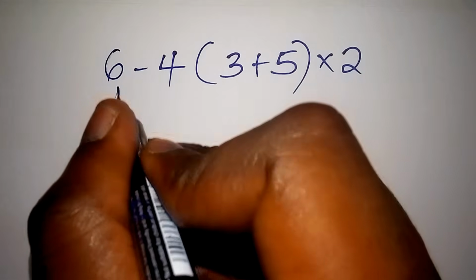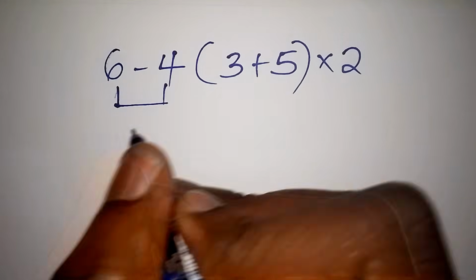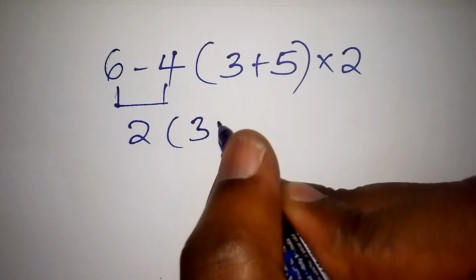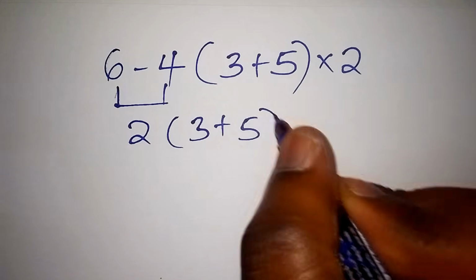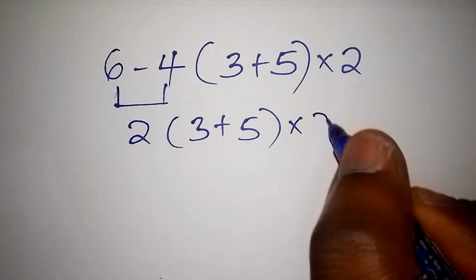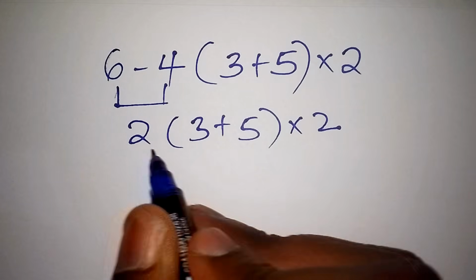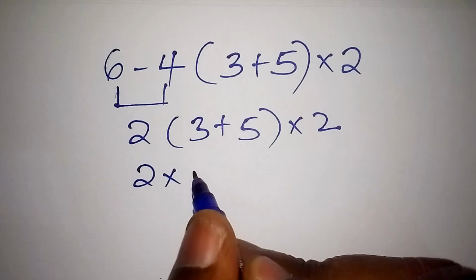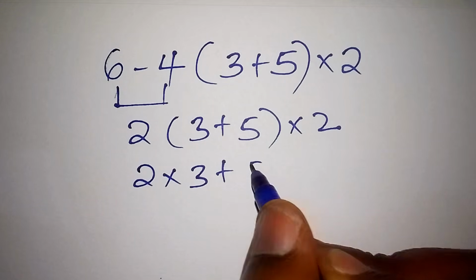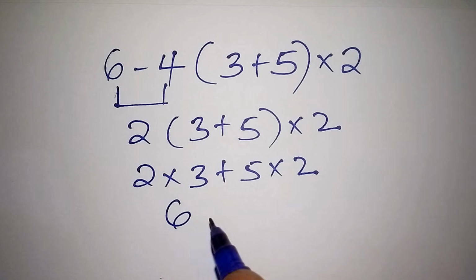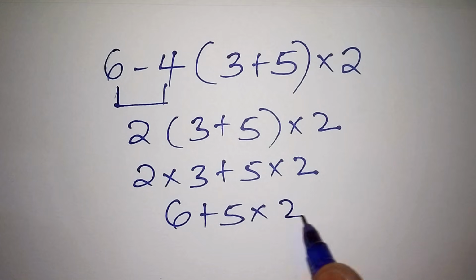So here, we shall start with 6 minus 4, that is 2, then 2 times the bracket 3 plus 5, then multiply by 2. So when you open the bracket, that is 2 multiplied by 3, then plus 5 multiplied by 2. So 2 multiplied by 3, our answer is 6, then 6 plus 5, then multiplied by 2.